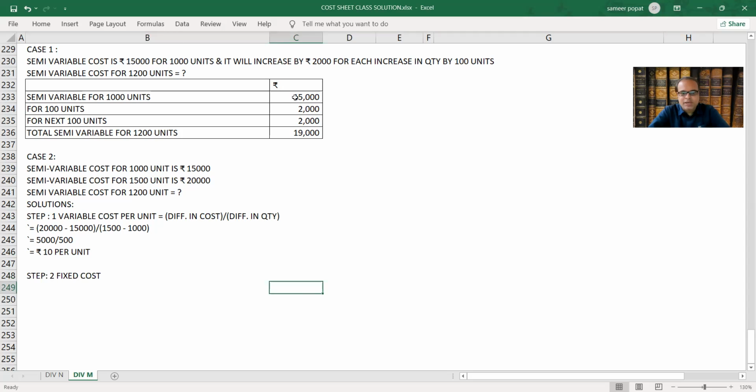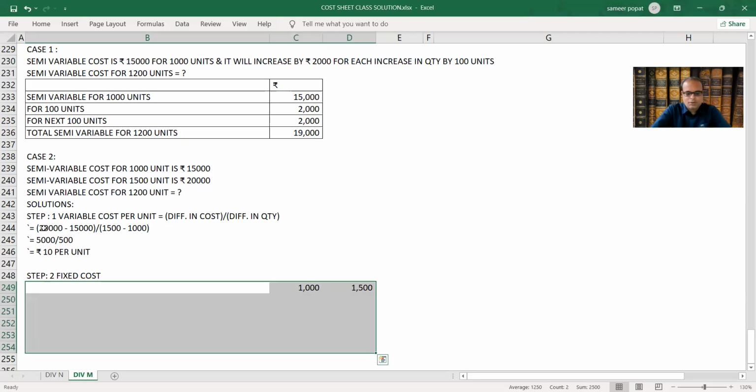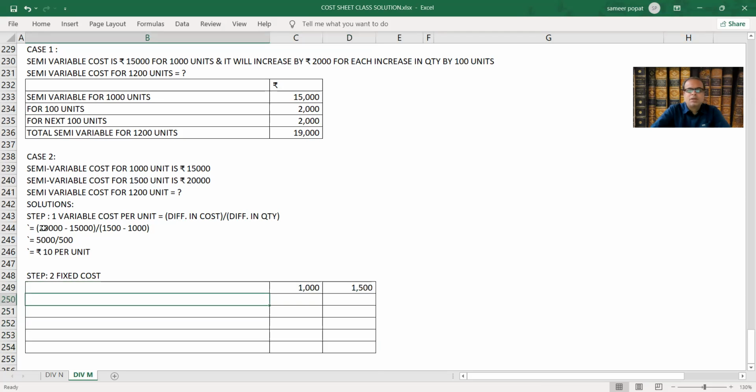Let us put the quantity details here first. For 1000 unit and 1500 unit, information is given. See, total semi-variable cost. Total semi-variable cost for 1000 unit, it is 15,000. And for 1500 unit, it is 20,000.